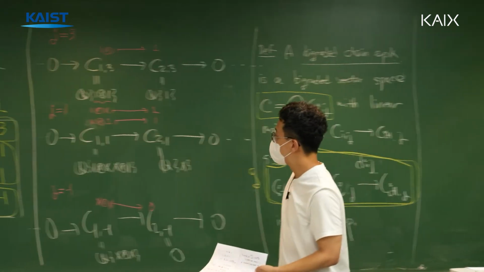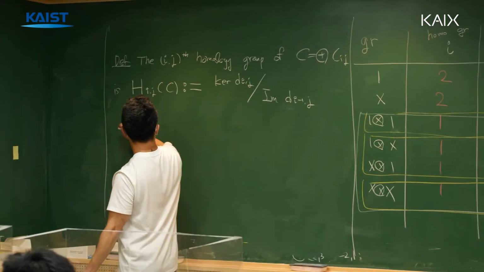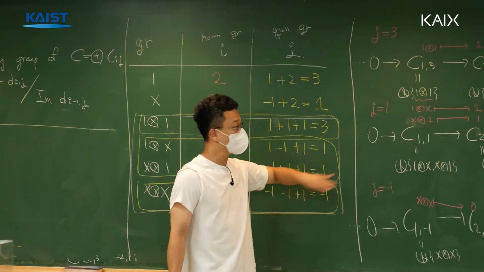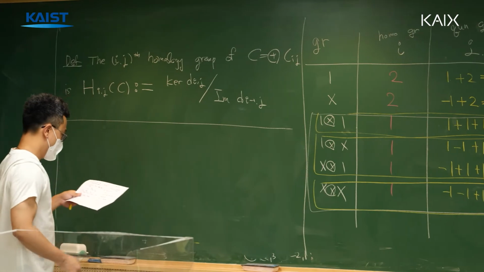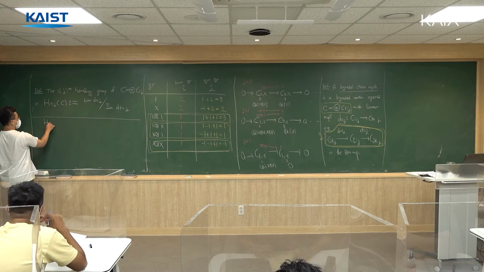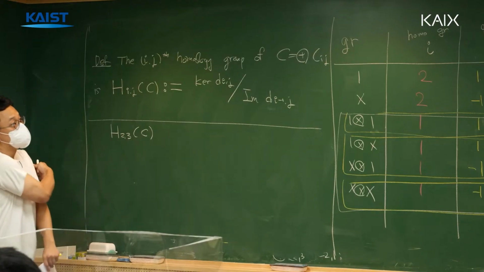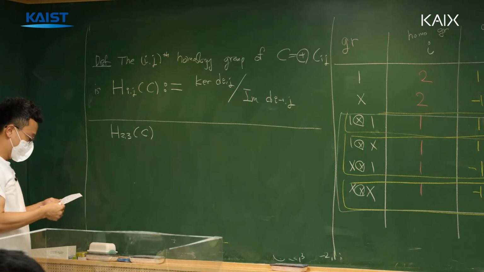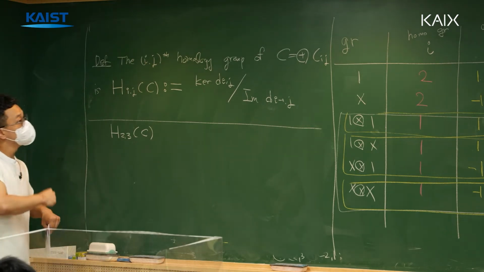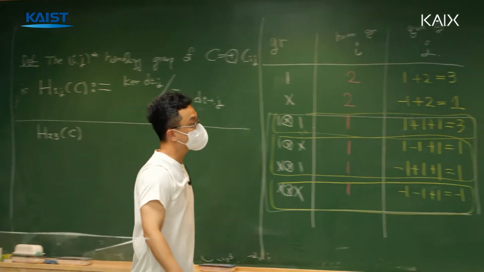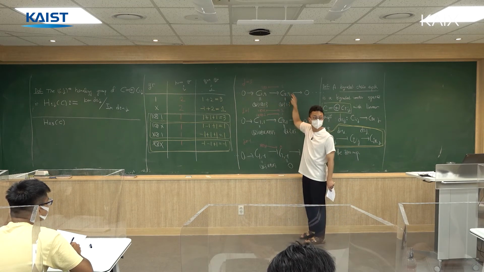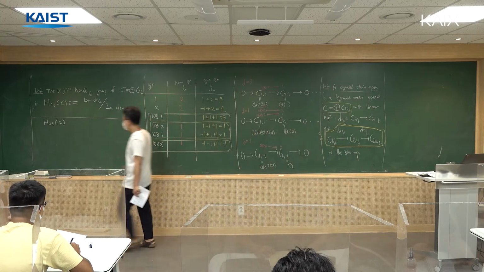Okay, so let's do an example. I want to compute the ij homology group of this chain complex over here. For instance, what is H2 3 of C? It is 0, right? So the kernel is everything. So Q1, they all get mapped to 0. But if you look at the image, it is everything also. Okay. So if you look at this point, this is going to be equal to 0.